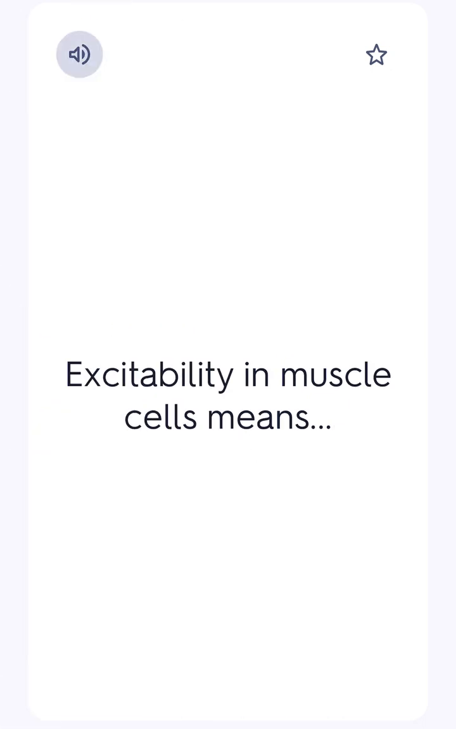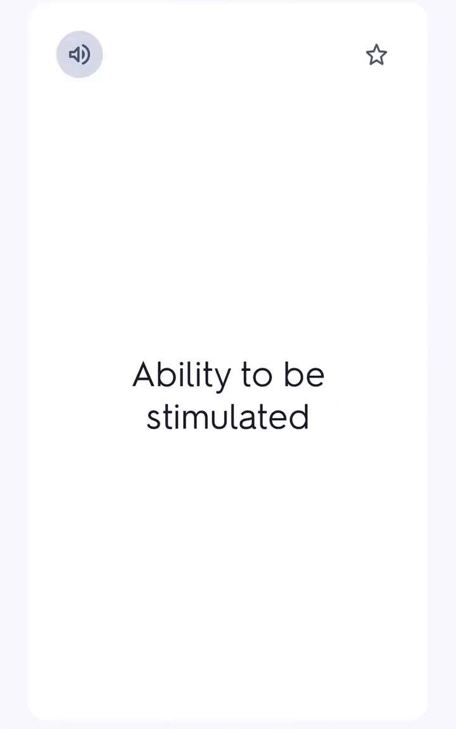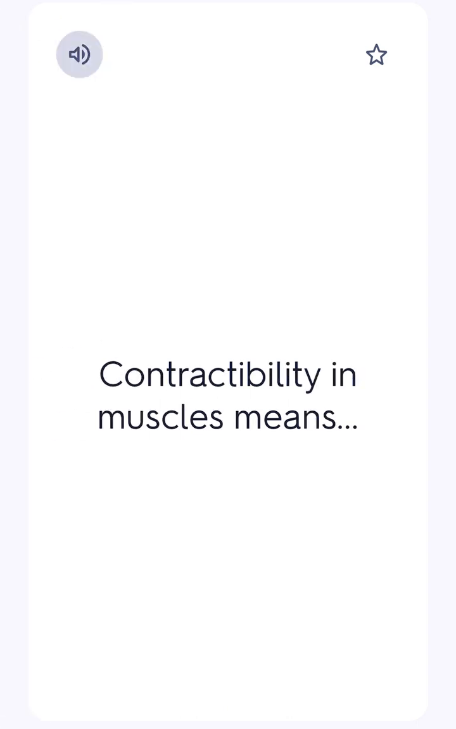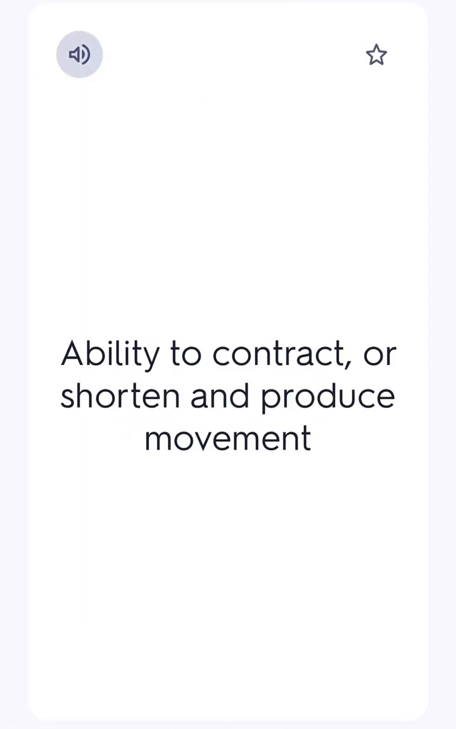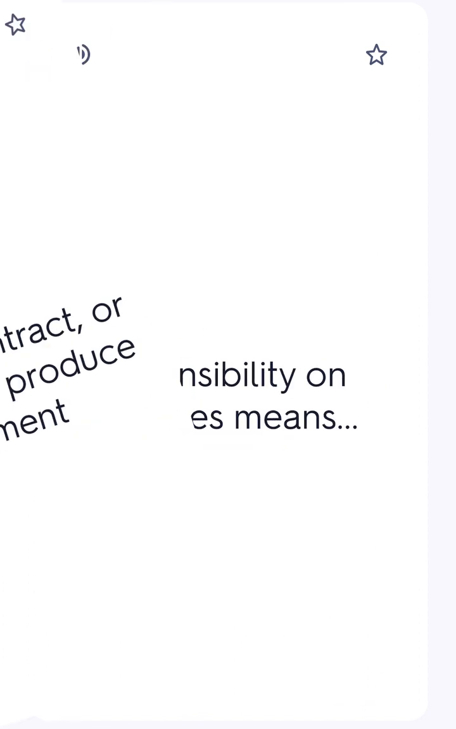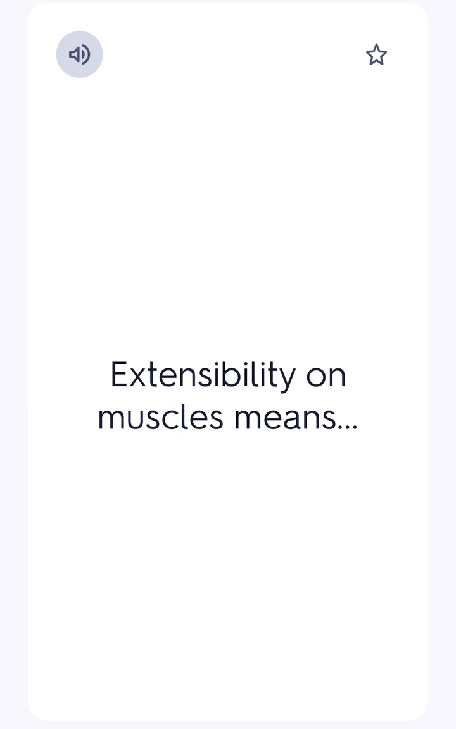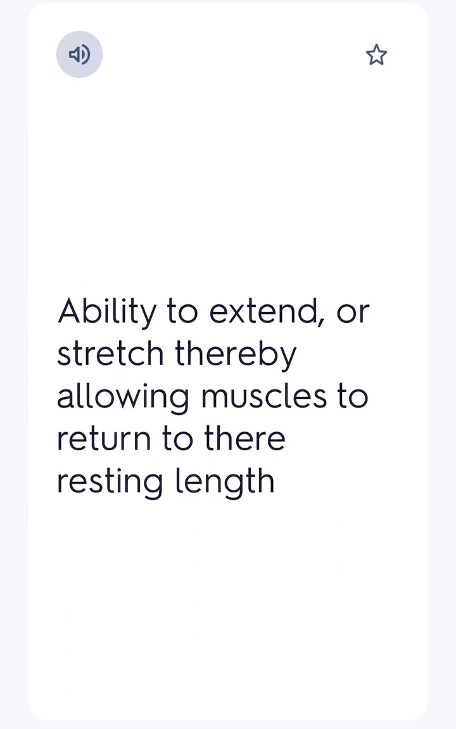Excitability in muscle cells means ability to be stimulated. Contractibility in muscles means ability to contract or shorten and produce movement. Extensibility in muscles means ability to extend or stretch, thereby allowing muscles to return to their resting length.